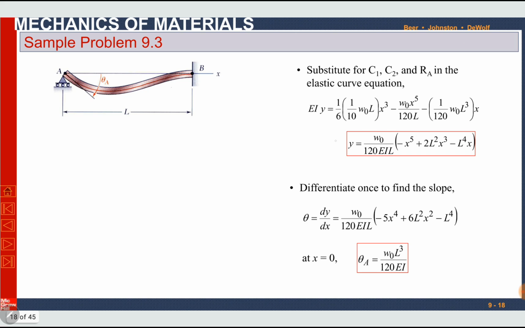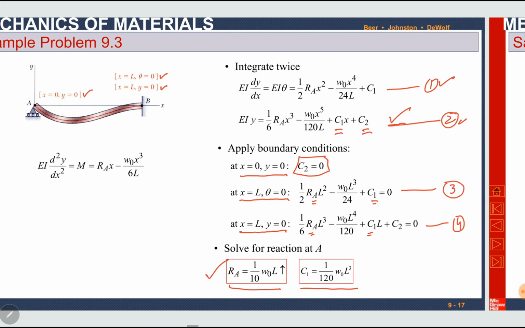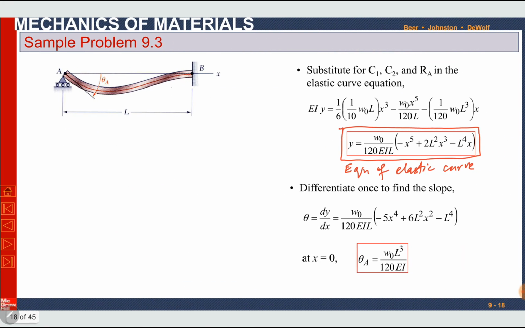y as a function of x. This is the equation of elastic curve. It was required in the problem statement. Again, we have the expression for theta, equation number 1. Putting Ra and C1 into equation number 1, or by differentiating this expression of y, we can get the equation of theta. This equation of theta is the general expression for slope.